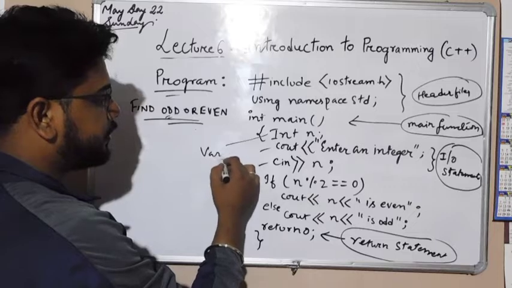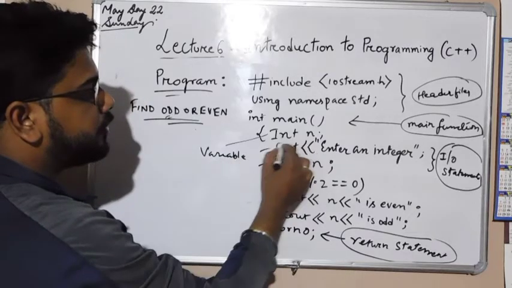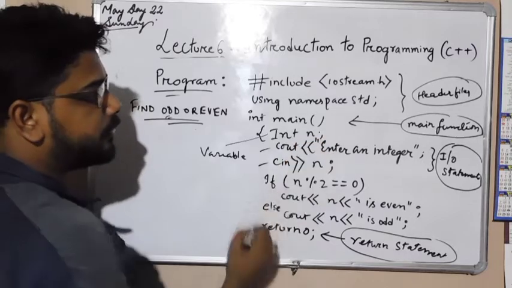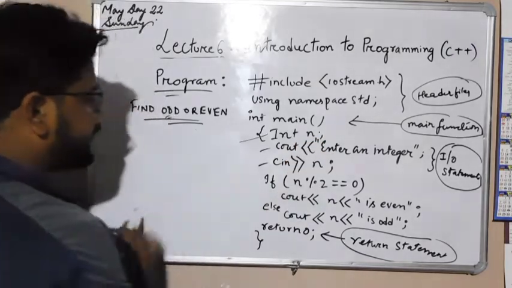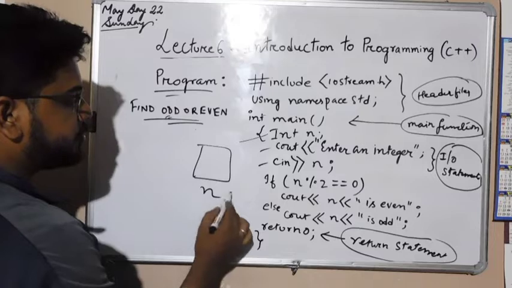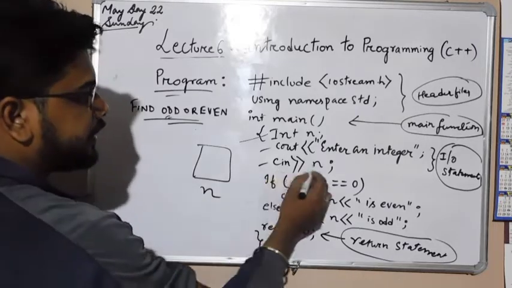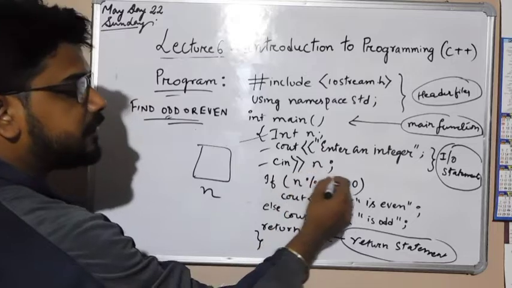This is a variable of integer type, n. This n is a variable where the value will be stored. Now cin, as I told you, is used to take a value from the user.